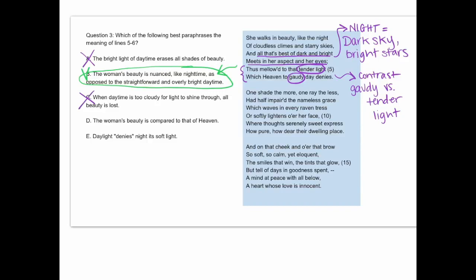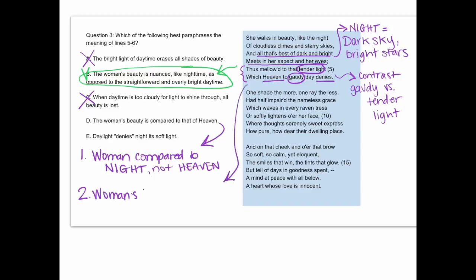D. The woman's beauty is compared to that of heaven, is not supportable either. For one thing, the speaker is comparing the woman to night, not heaven. And for another, heaven in line 6 is denying tender light to gaudy day. And the speaker isn't speaking of the woman's beauty denying anything to anyone. So clearly, heaven isn't a metaphor for the woman's beauty here.